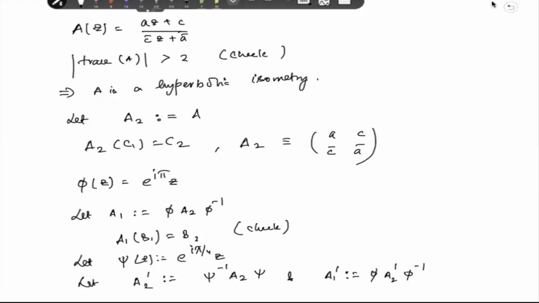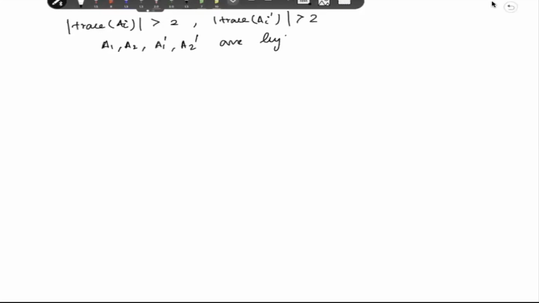So now what you can check is that the trace of each of this Ai, take the modulus, will be greater than 2, and the trace of each of this Ai prime, take the modulus, will be greater than 2. So all of these A1, A2, A1 prime, A2 prime are hyperbolic isometries.